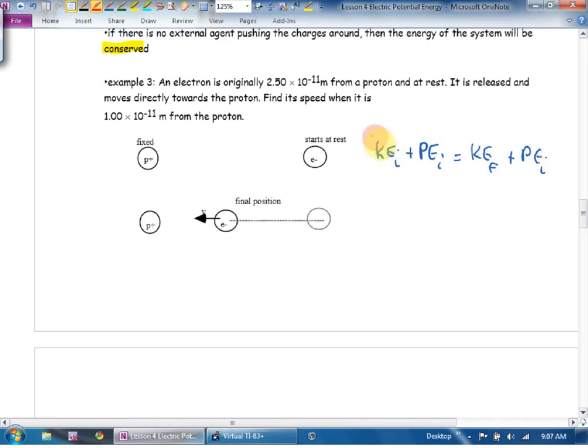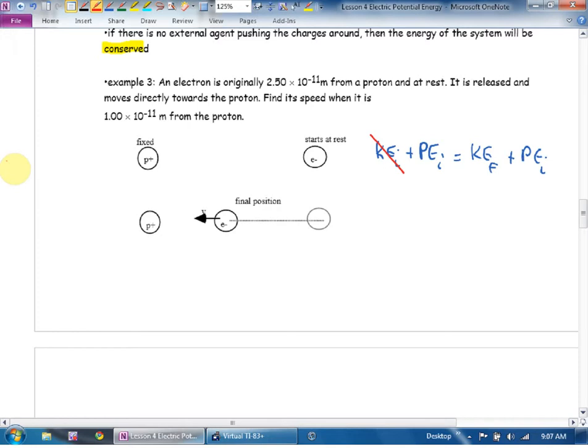Yep. Now, the other one that they'll sometimes do, Ryan, is they'll start out, right now, where you are this far away from the proton, but sometimes they'll start you out at infinity. What they're then saying is your initial potential is also zero, and they're saying you let it go, it's going to fall in. How fast will it be traveling once it falls all the way to the proton?